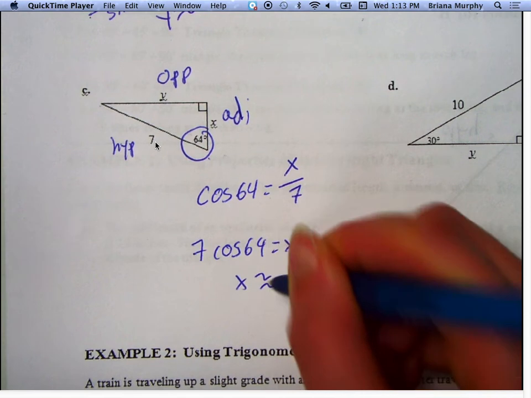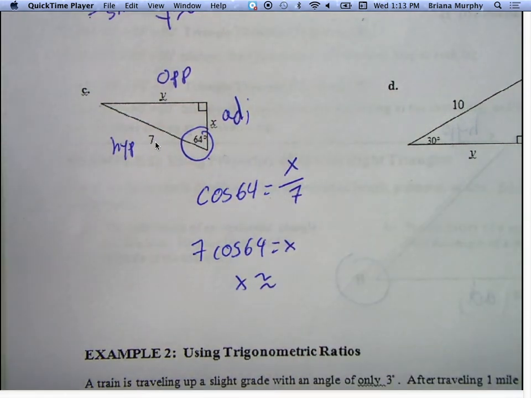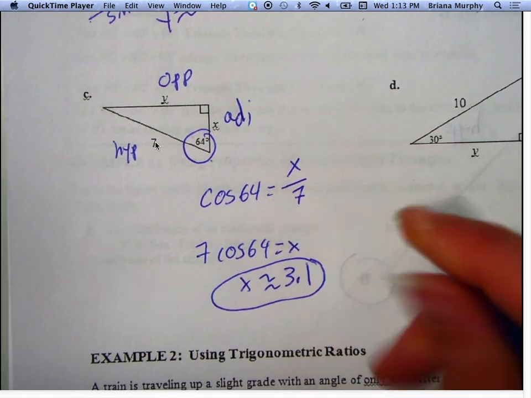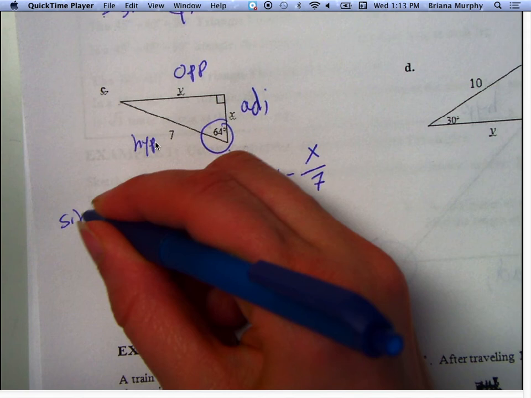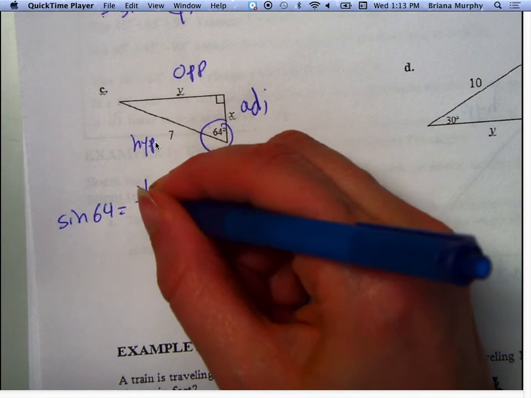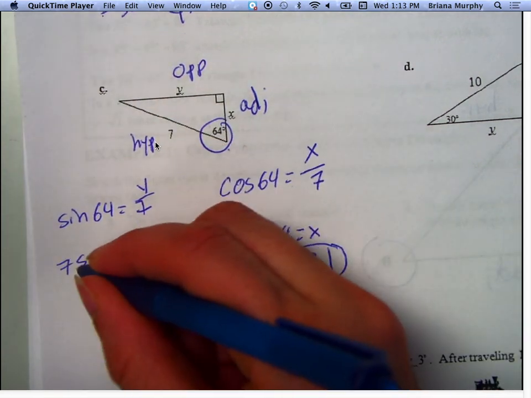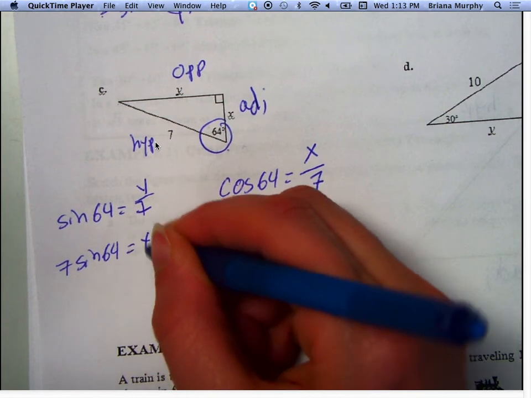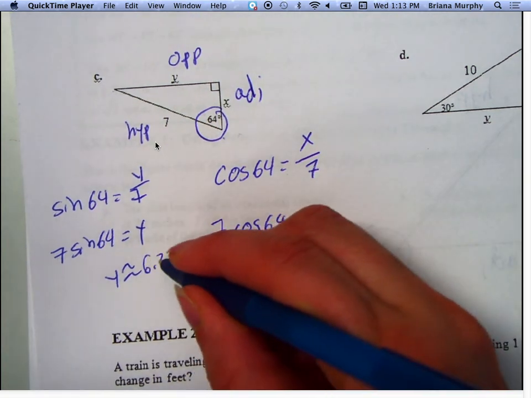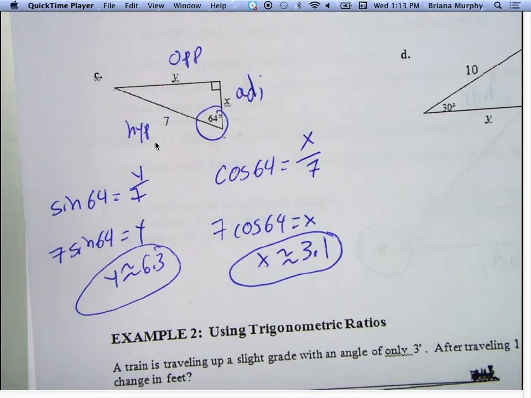So x is approximately what? 3.1. Okay. And then we've got sine of 64 equals the opposite over the hypotenuse. We cross multiply. And what is y going to approximately be? Approximately 6.3. We agree? Everybody agrees? Okay. Let's move on to D.